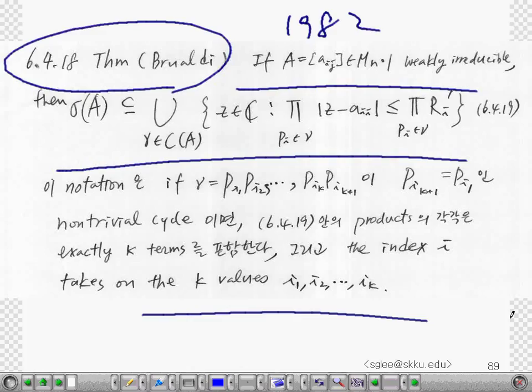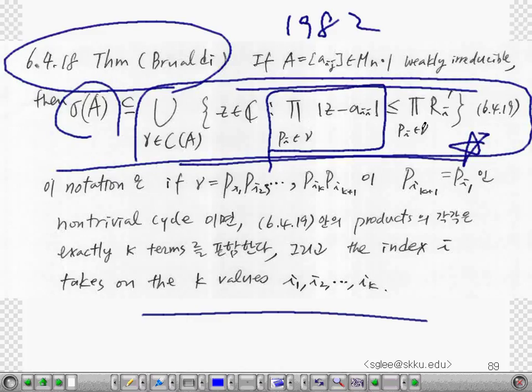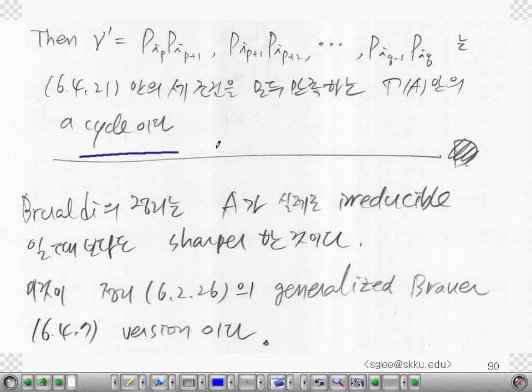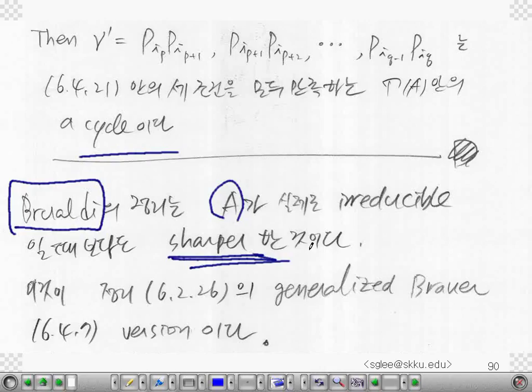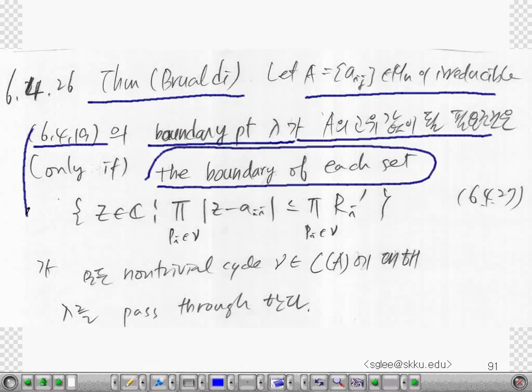If A is weakly irreducible, then the eigenvalues are all in here. It's not one region; we have M of them, with the new definitions. One interesting thing is that this Brualdi theorem gave a sharper bound compared to the previous theorems for the irreducible case. That's the generalization of it. And this is one more Brualdi theorem, when A is irreducible and lambda is a boundary point. This is a generalization for the eigenvalue which is on the boundary.